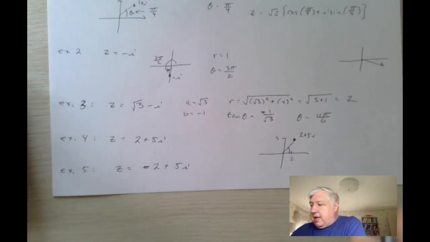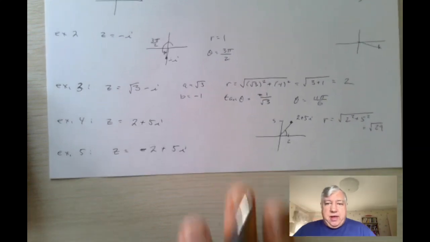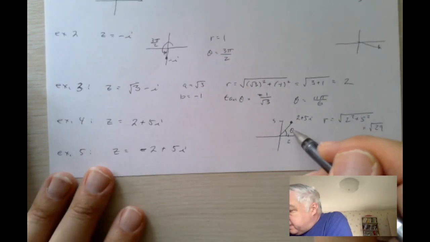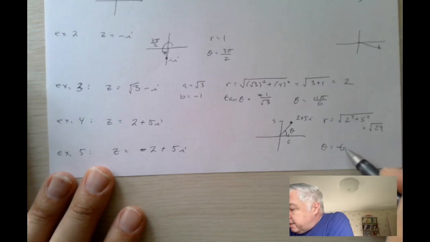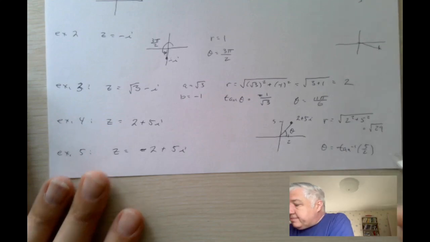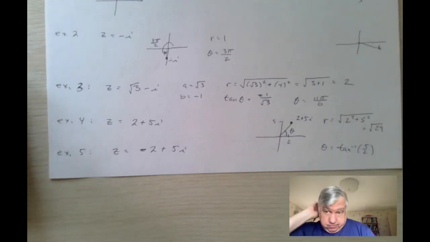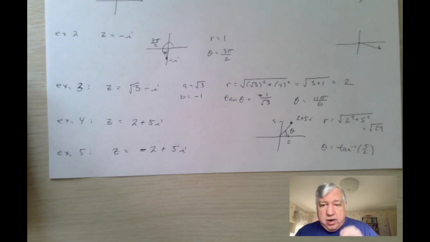Okay, now r is going to be the square root of 2 squared plus 5 squared, which is the square root of 29. We'll just leave it like that. And then theta is going to be the inverse tangent of 5 halves. We just take the inverse tangent because obviously you can see that this angle is in the first quadrant, so the inverse tangent is that.